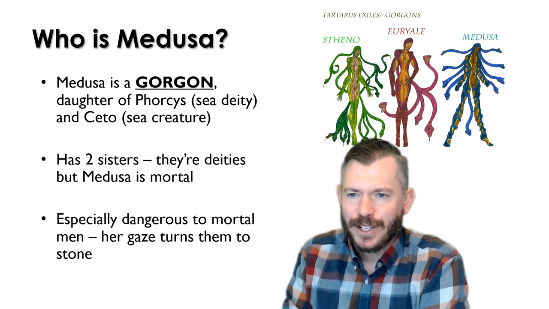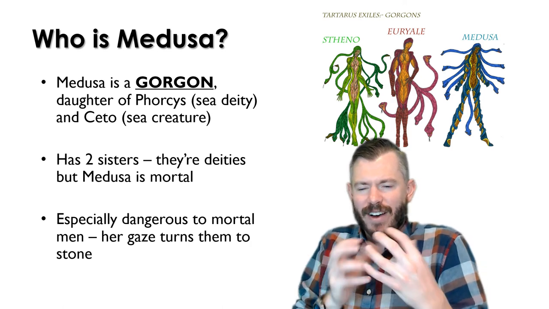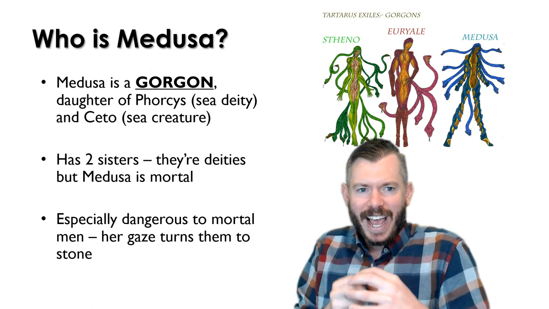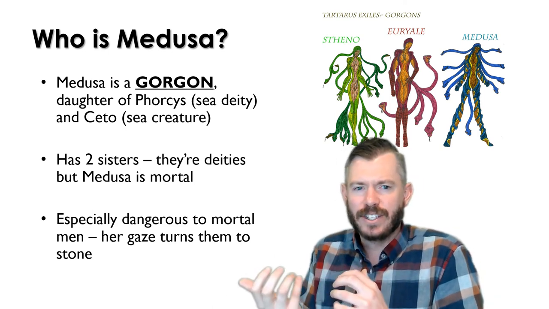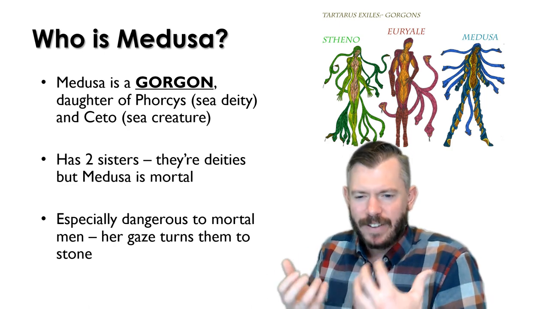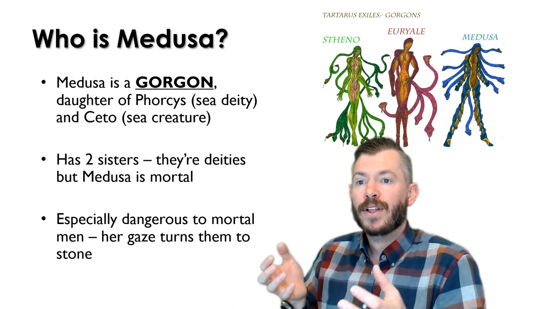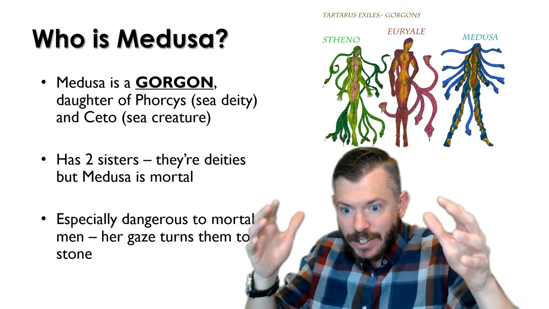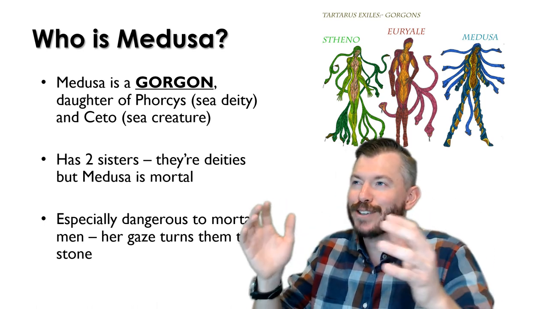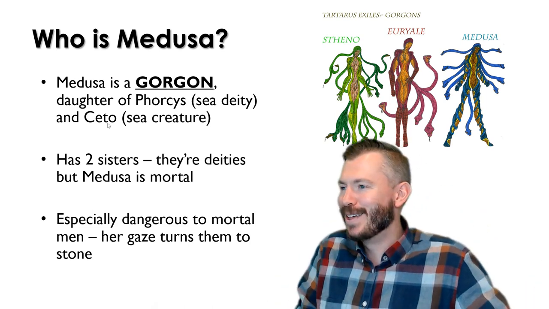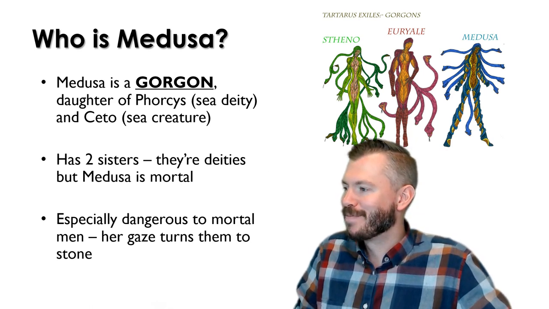Okay, so who is Medusa, right? Medusa is a Gorgon, and the Gorgons are kind of the offspring of a sea deity and a sea creature. And she's one of three sisters, and it's interesting in the sense that Medusa actually ends up being mortal, whereas the sisters, Stheno and Euryale, are both considered kind of deities. But Medusa's main characteristic, right, is the ability to turn people to stone through her gaze, right? So when she stares at you, you will turn to stone, all right? So you've got to find some way to avoid that if you're ever going to get close enough to Medusa to do anything about it.